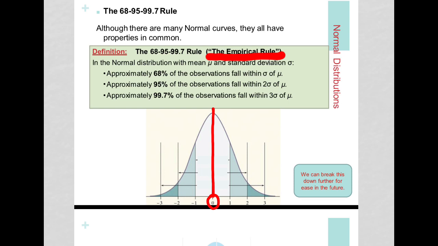Now if we go out 1 standard deviation to the left or to the right of the mean, the empirical rule tells us that we can expect 68% of our data to lie within 1 standard deviation to the left and right of our mean. So 68% of the data we expect to be right there in the middle within 1 standard deviation, left or right of the mean.